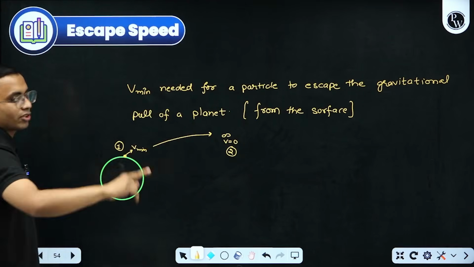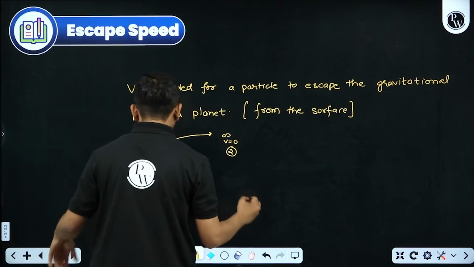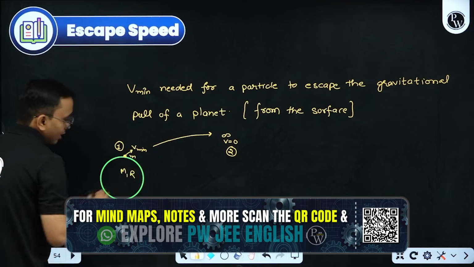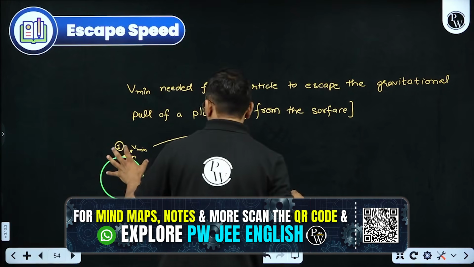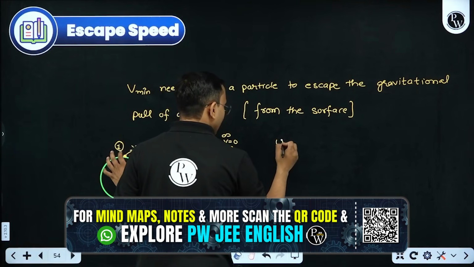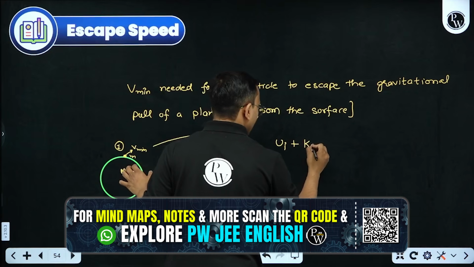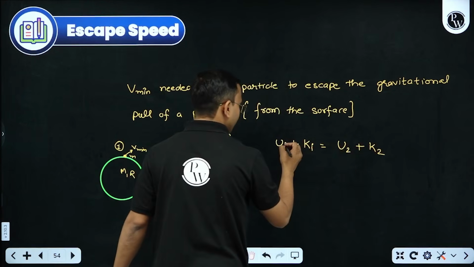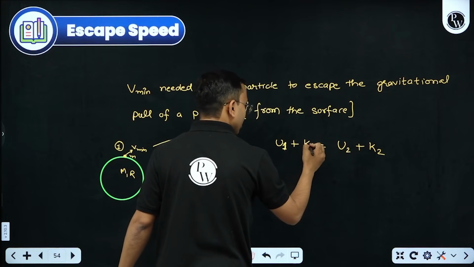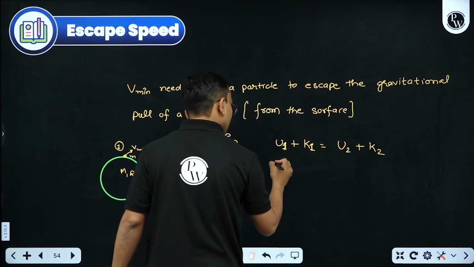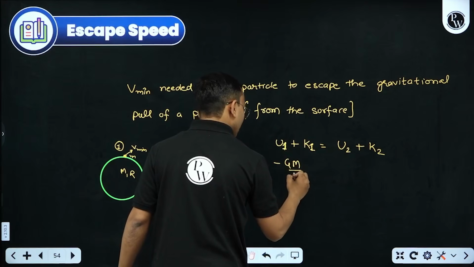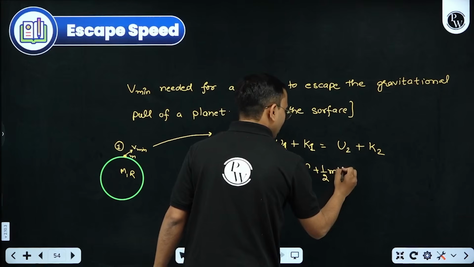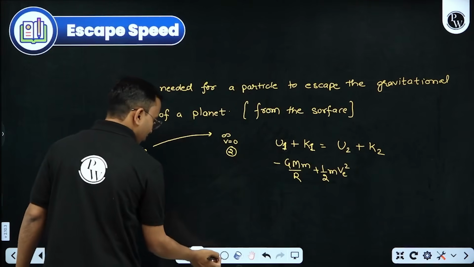I am applying conservation of mechanical energy. Initially, I am considering the mass of this particle is m, mass of the planet is capital M, and radius is capital R. Okay. So, initial potential energy plus initial kinetic energy is equal to final potential energy plus final kinetic energy. This is U1 and K1. What is initial potential energy? From the surface it is minus GMm by R. What is the initial kinetic energy? Half m, this is my v escape square. This I am considering as my v escape.